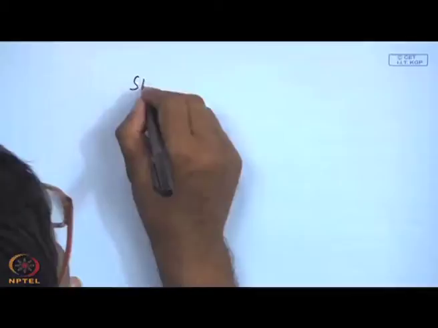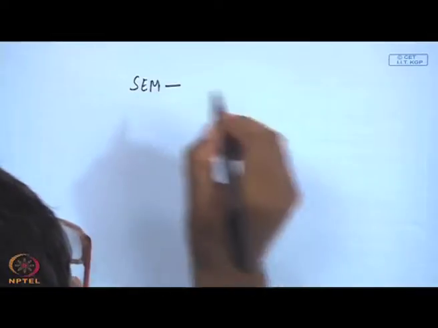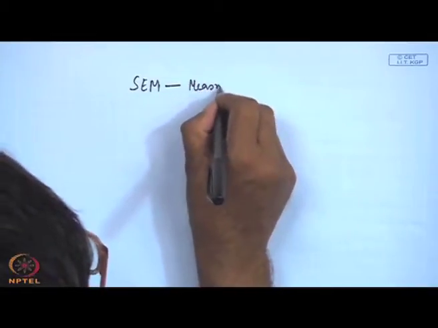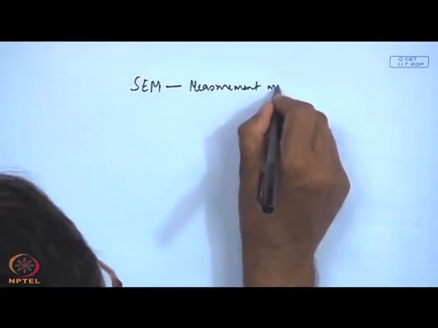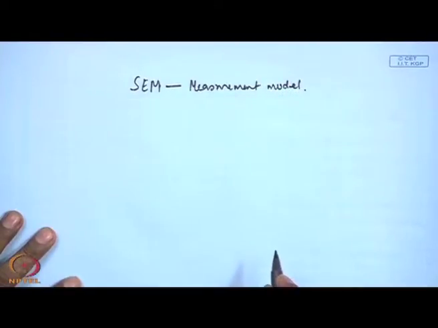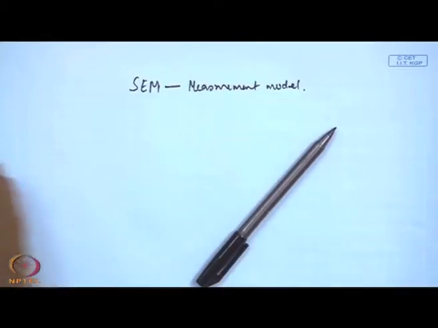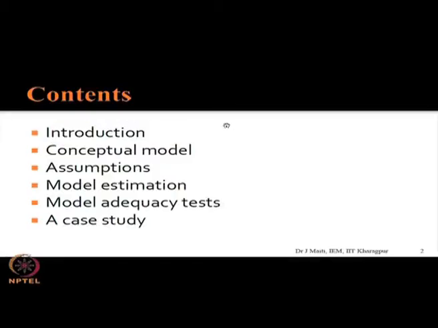Today we will start structural equation modeling part 1, that is the measurement model. Now, let me see the content of today's presentation. We will start with the conceptual model, then the assumptions of the model, then how to estimate the model parameters and the model adequacy test, followed by a case study.